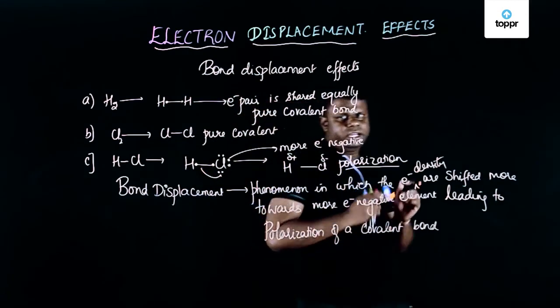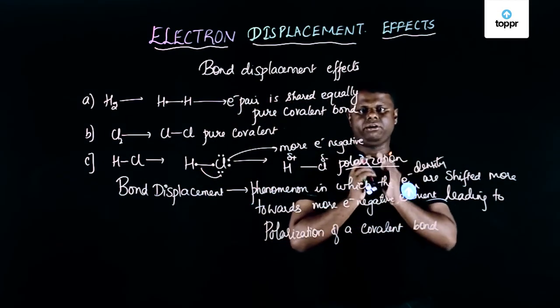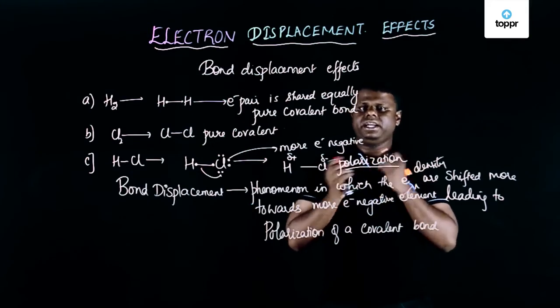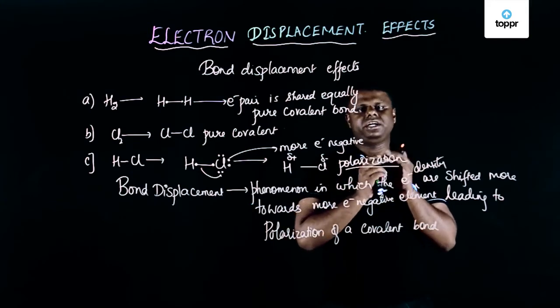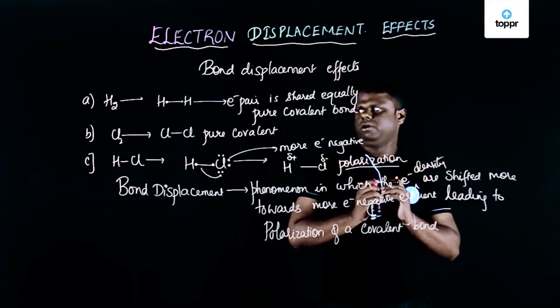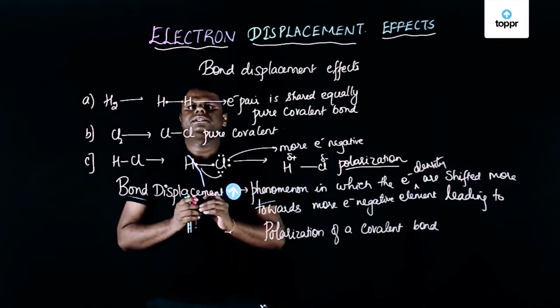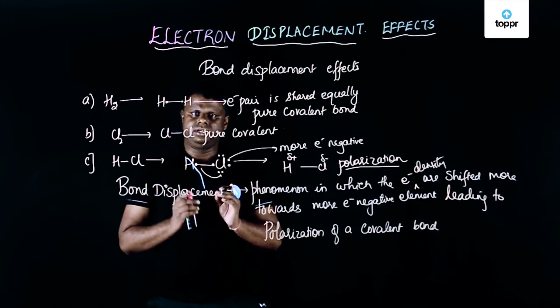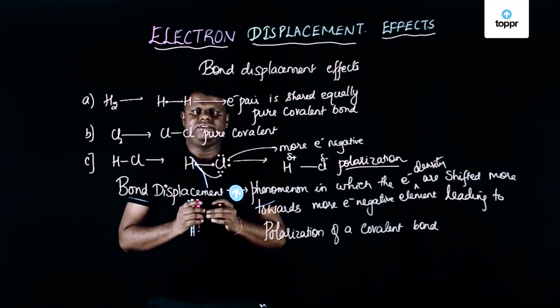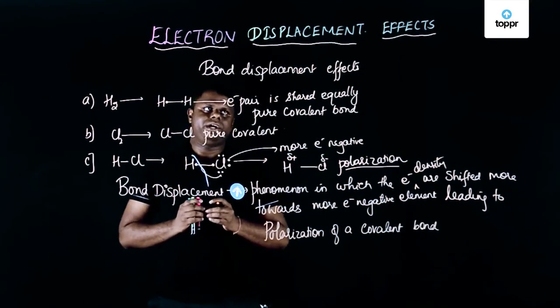This bond displacement effect normally operates in many cases. There is one particular effect that operates only when there is a single bond. There are a couple of effects which occur only when there are multiple bonds. So this was about the basics of bond displacement effect. Now we will be moving on to a discussion on the inductive effect, electromeric effect and all the other different types of bond displacement effect.